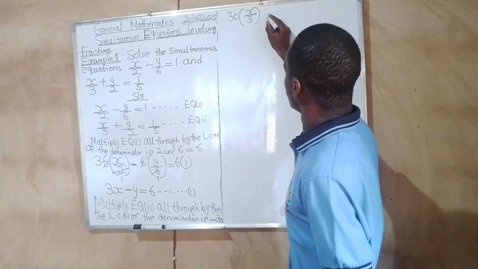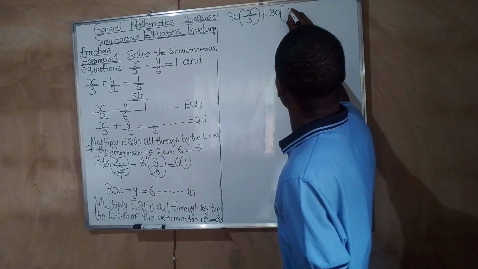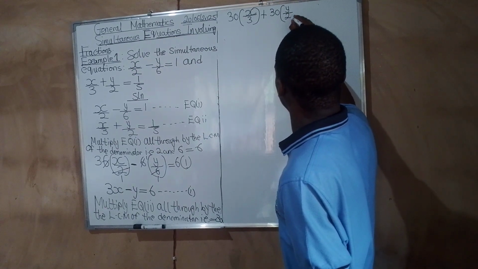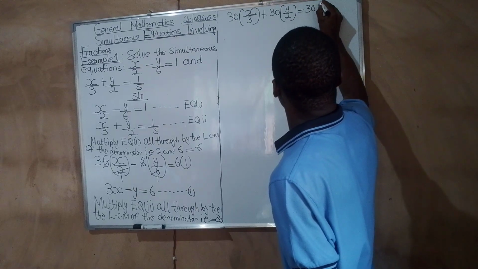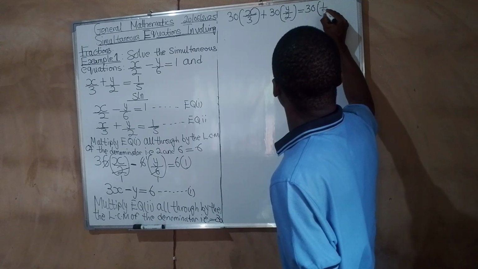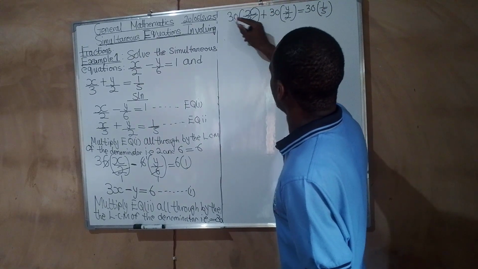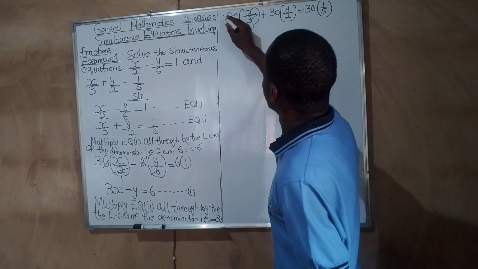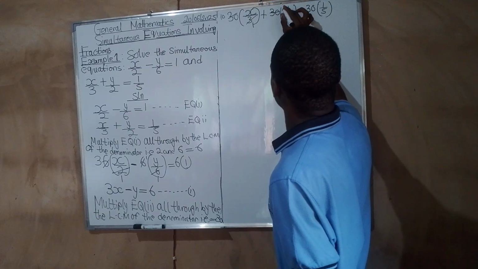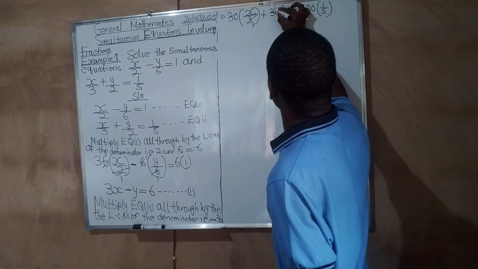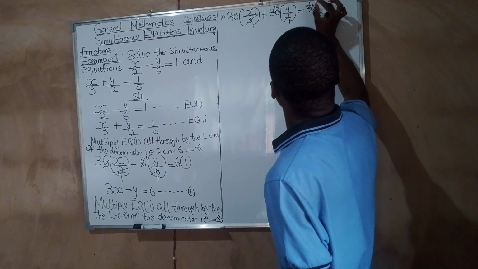That's x. Then plus 30 open bracket y over 2 is equal to 30 open bracket 1 over 5. So we can cancel out 3 here, 1. 3 in 30, 10. It's going to give us 10. 2 here, 1. 2 in 30 is going to give us 15. 5 here, 1. 5 in 30, 6.